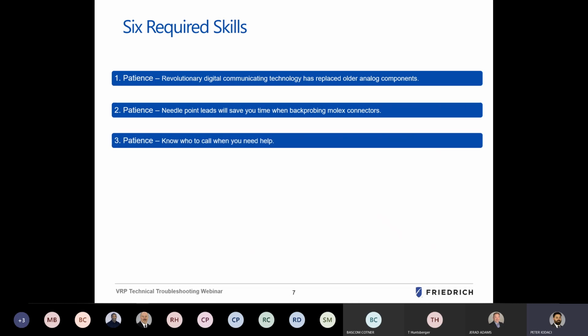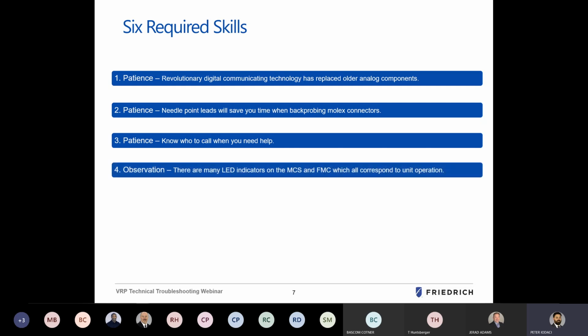And of course, step 3 is also patience. Is to know who to call when you need help. When you've exhausted all of your options and you need some advice, we're going to get to who you would need to call in order to get the proper troubleshooting steps that you need.